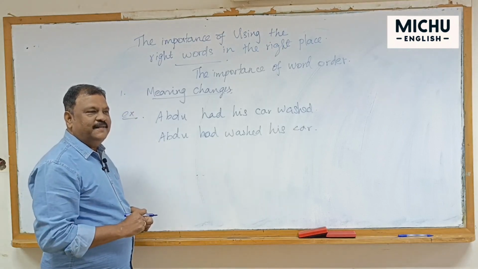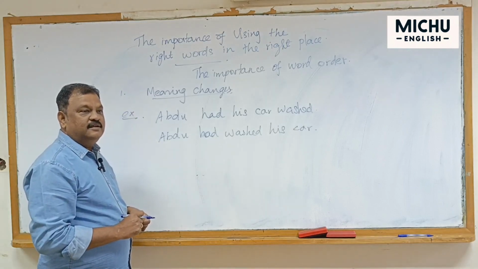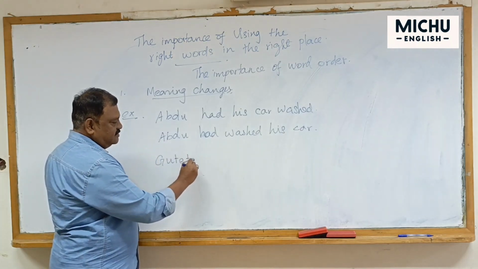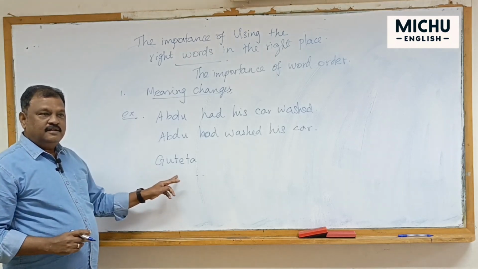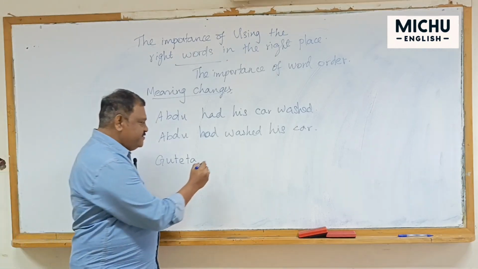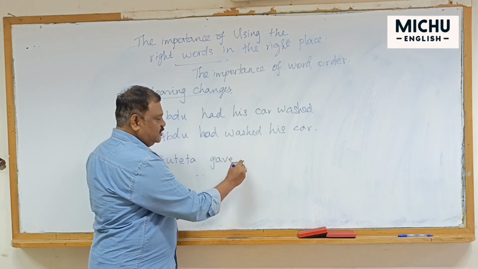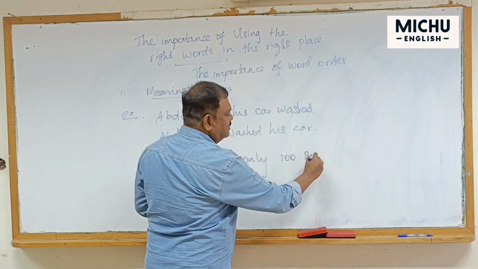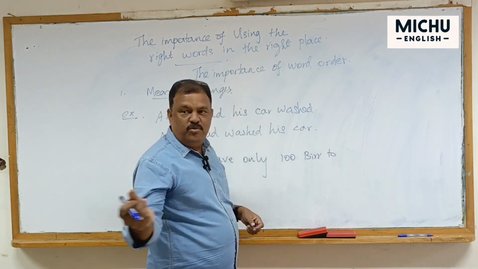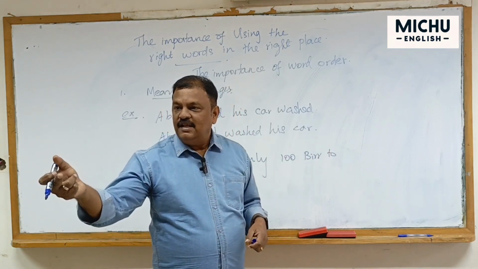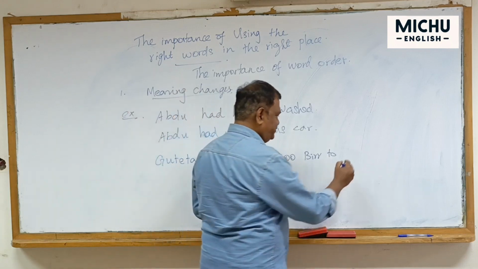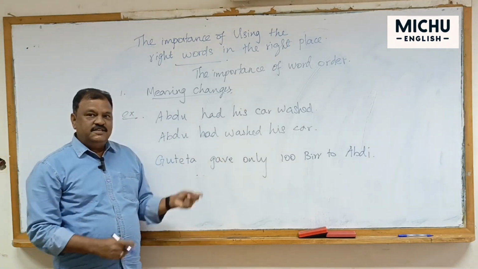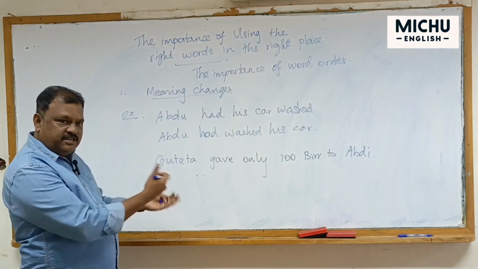What's your name now? Guteta. Is it okay? Guteta gave only 100 bir to Abdi. Read this sentence. By the time, I write the same sentence in another way.